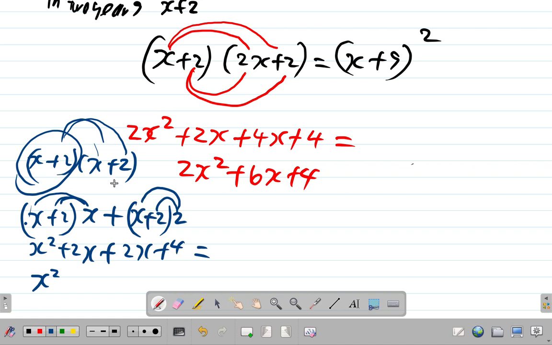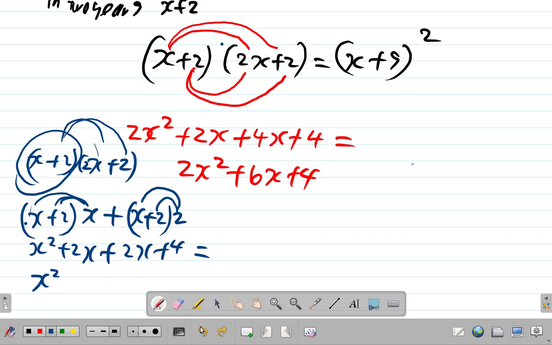Oh, guess what? I never write the 2 here. I left off the 2. 2 times x is 2x squared. Right. 2 times x.